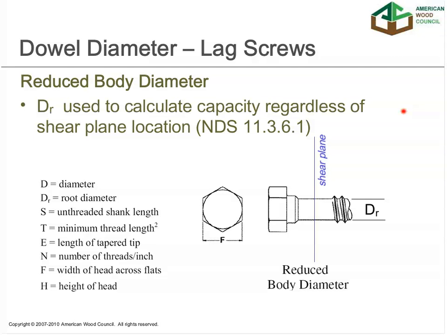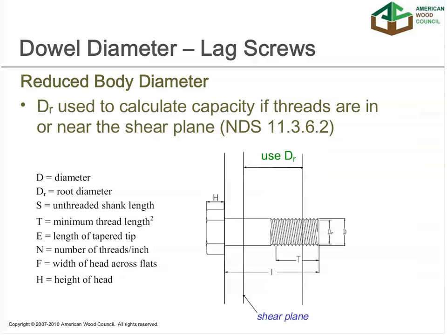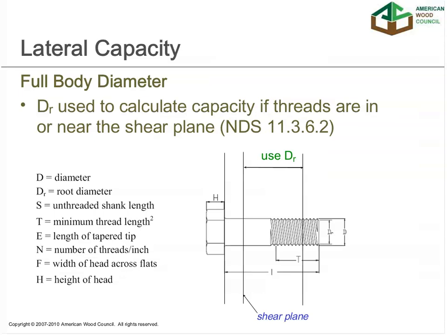But since there was really no way of knowing whether the actual fastener would end up being a reduced body fastener versus a full body fastener, we went the conservative route and tabulated lag screw values based on that root diameter, D sub R. And that also forced us to look at even full body diameter fasteners where the shear plane could be in proximity to that root diameter, D sub R.